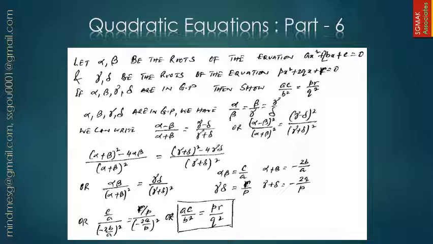Because they maintain a ratio, alpha over beta equals beta over gamma equals gamma over delta. We have a relation between alpha plus beta, alpha beta, gamma plus delta, and gamma minus delta. Since alpha minus beta over alpha plus beta is gamma minus delta over gamma plus delta, by manipulating that algebraically and using the geometric progression, we find that AC over B squared equals PR over Q squared. So that's the relation between those two parameters of those two separate equations.